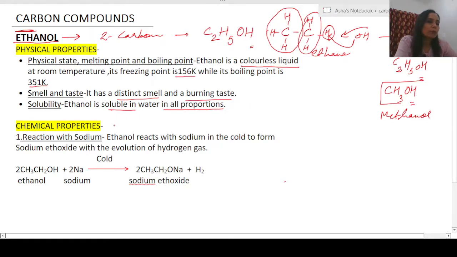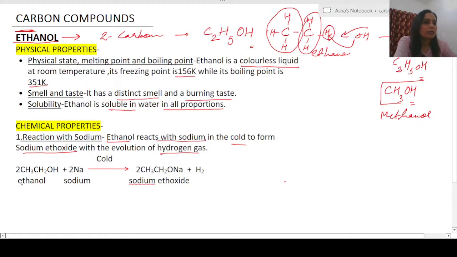Now the chemical properties are basically the chemical reactions. The first chemical property of ethanol is reaction with sodium. Whenever ethanol reacts with sodium in cold, that is, there is no need to heat, it will give you sodium ethoxide with evolution of hydrogen gas. Basically it is a reaction of the alcohol with the metal.